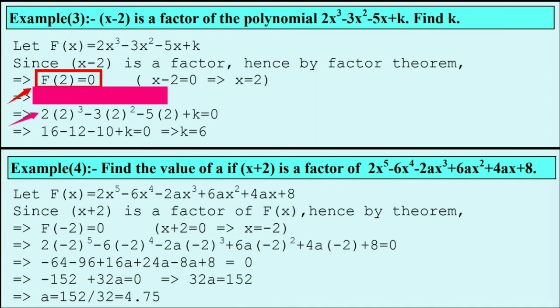And now we simplify this equation, which is a linear equation in terms of k, and we find the value of k, and that comes 6. So this is the answer. The question says find k, we obtained it comes 6, hence the answer is 6. So done, no confusion at all.